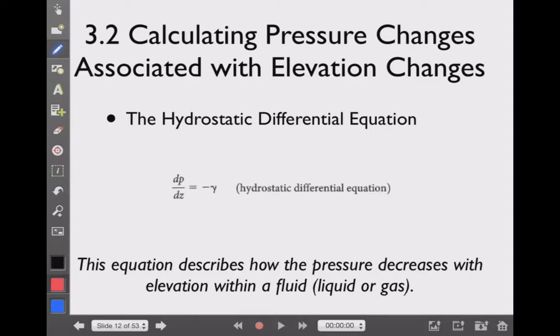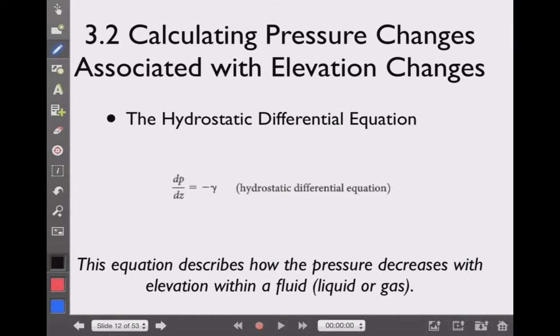So let's move on to section 3.2. This is a section where we are going to basically derive the hydrostatic differential equation. And this is a very important result. Let's take a look at this equation for just a minute.